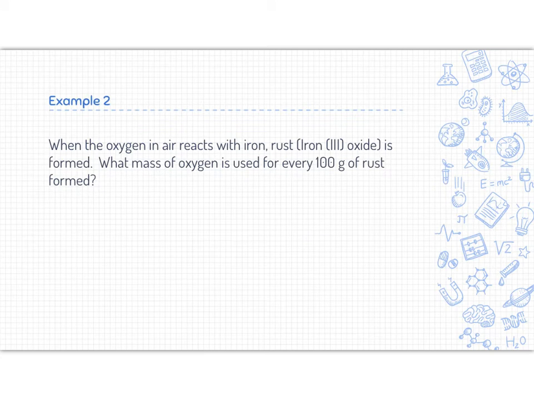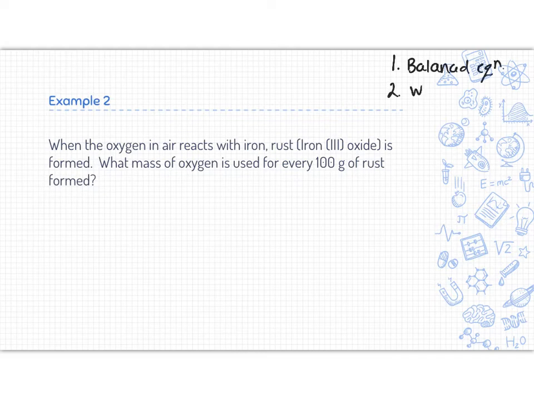When the oxygen in air reacts with iron, rust, which is iron(III) oxide, is formed. What mass of oxygen is used for every 100 grams of rust formed? Our first step, remember, is a balanced equation.